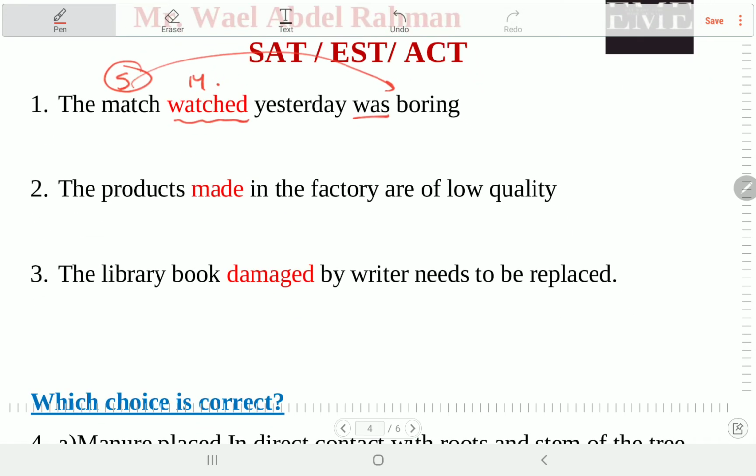The products made in the factory are of low quality. Where is the verb? Made or are? Think. So it is are. This is the verb. And where is the subject? The products. So made is a modifier. You are modifying the products, meaning the products that are of low quality, made in that factory.